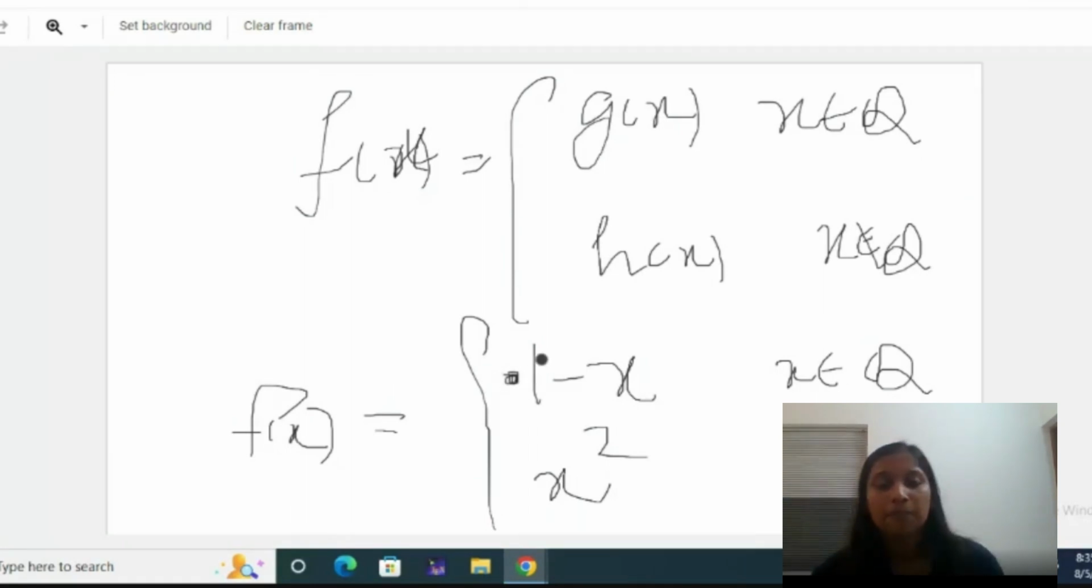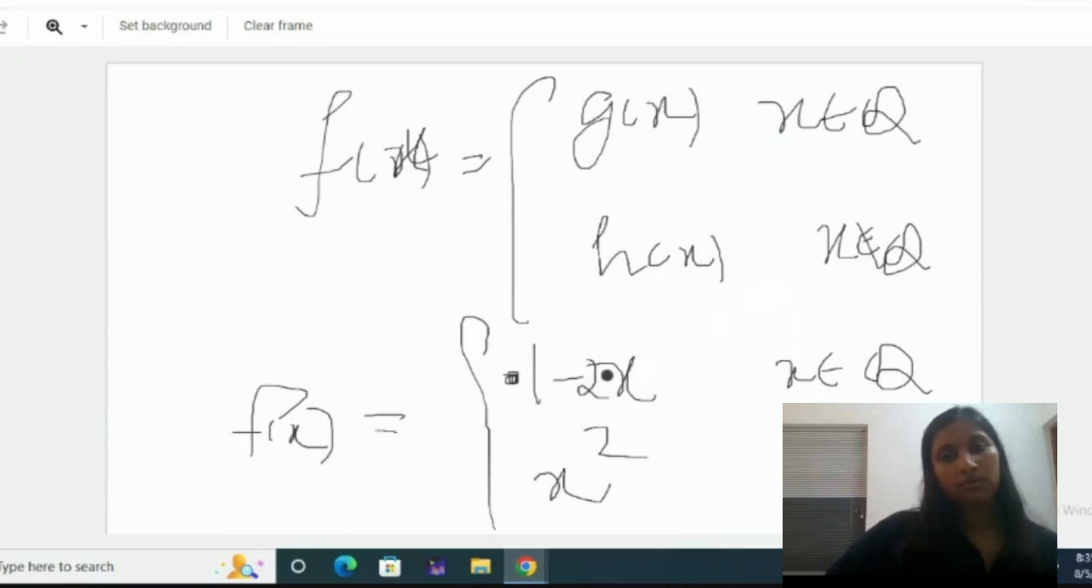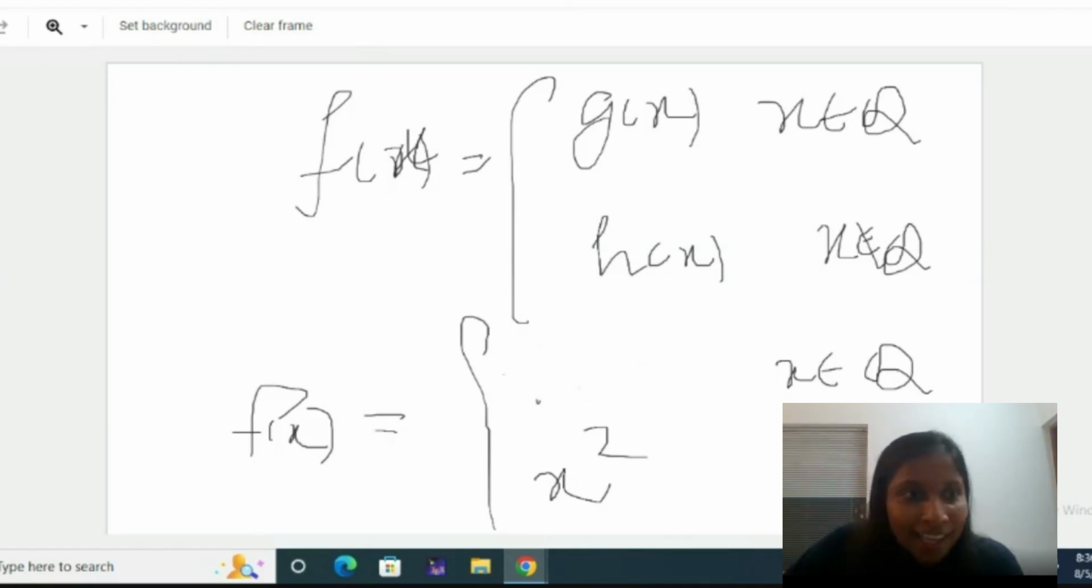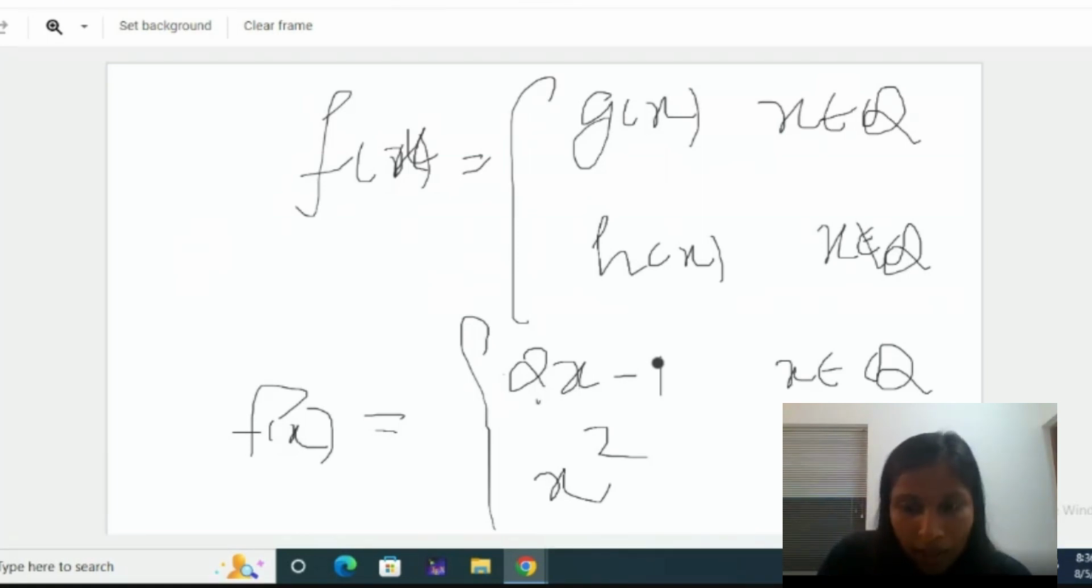Minus one minus, okay. So if this was the question, 1 minus 2x I'm taking. Just give me 1 minute, just redefining this function so that I will get the answer. 2x minus 1 if x belongs to q, and x square if x doesn't belong to q. Let the function be like that. So you have to give the points where the function's limit exists. So what will be the answer? 2x minus 1 and x square.